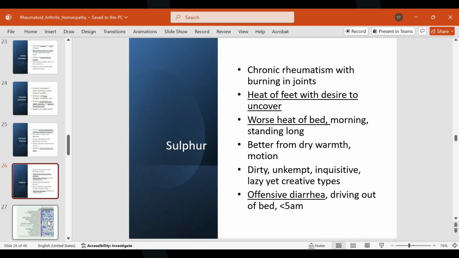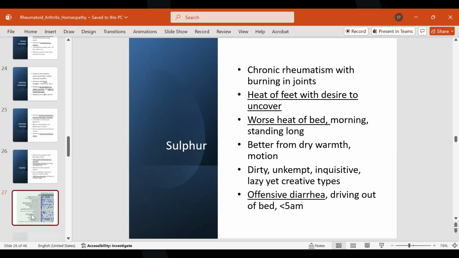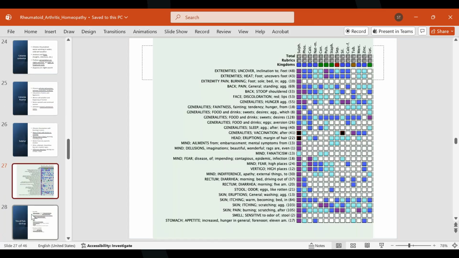Offensive diarrhea, they tend to be offensive, and especially it wakes them and drives them out of bed like 5 a.m. Those are the ones who wake up and like, uh-oh, get to the toilet. And the odor is usually like rotten eggs. So uncover the feet, burning foot in bed, worse standing, they're stooped. Red lips, think of it in kids when you see red lips. Worse hunger, faint from hunger, they crave sweets, aversion to eggs, or they can say, I don't care about eggs, I can have them, not have them. If they say, I really crave eggs, probably not sulfur.